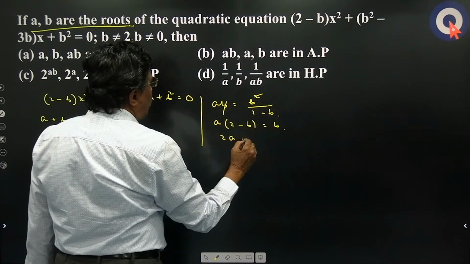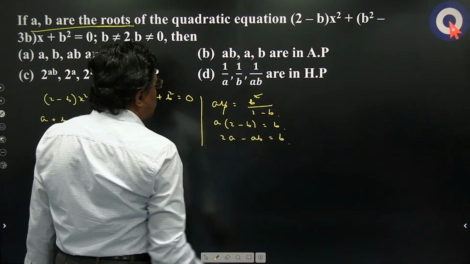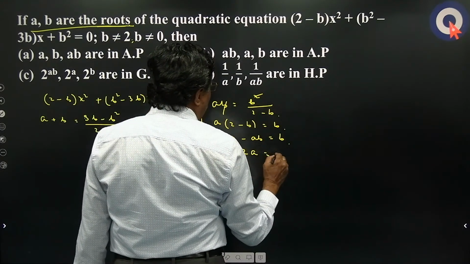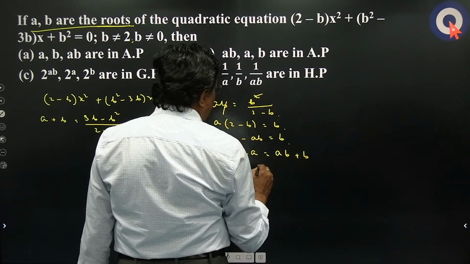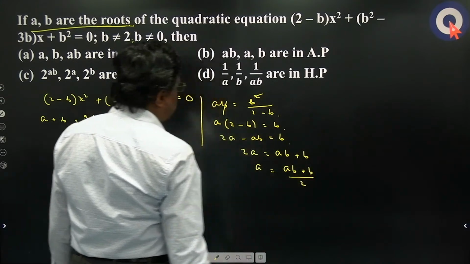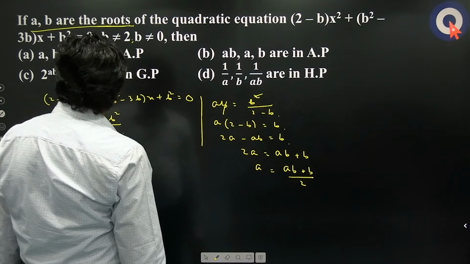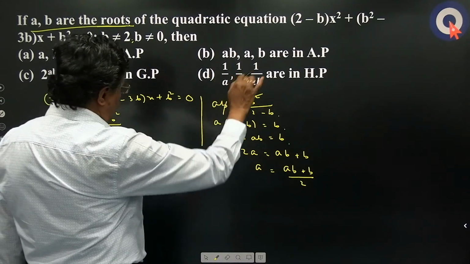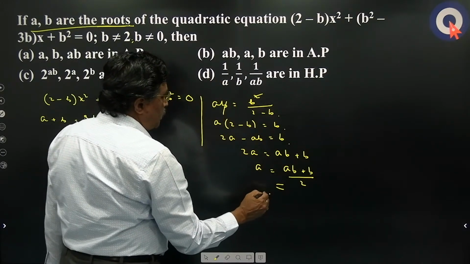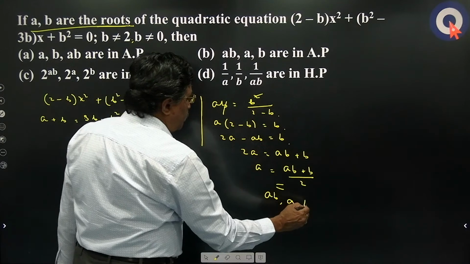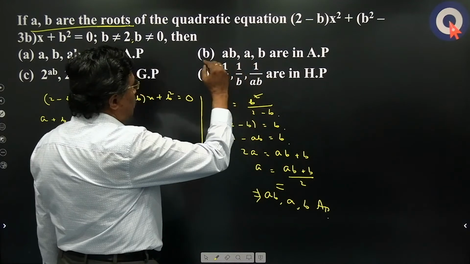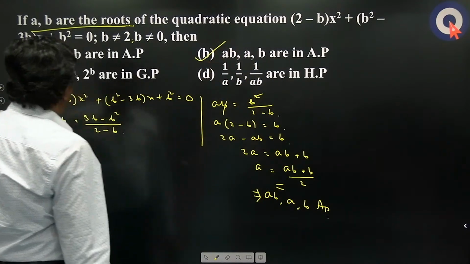So we have 2a minus ab is equal to b. So you have 2a is equal to ab plus b. So a is equal to ab plus b by 2. So you can see a, ab, b are in AP from this. They form an AP. So a, ab, b are in AP. You can choose this.